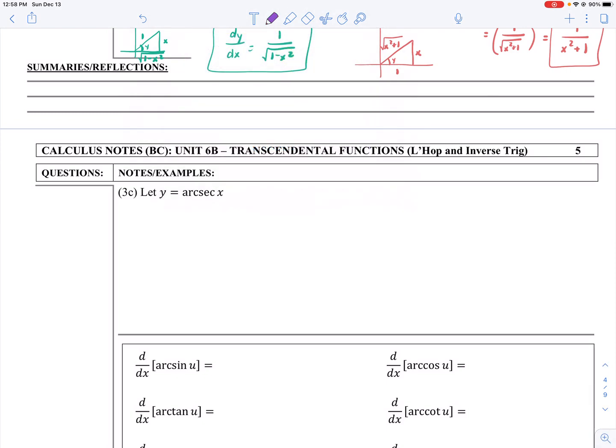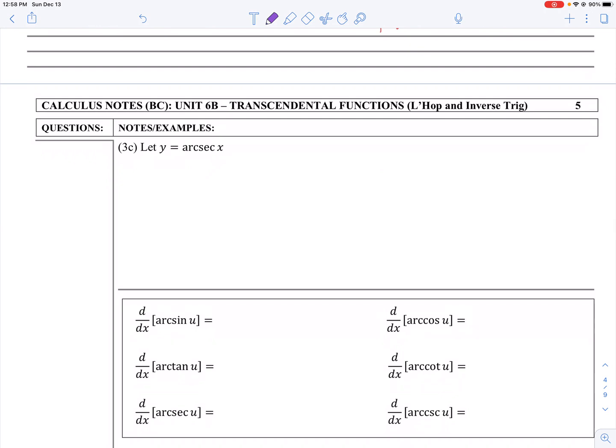There's going to be a relationship between the sine, tangent, and secant with cosine, cotangent, and cosecant, so I'm not going to have to build all 6 of these. Let's go ahead and do the same thing. We'll set it up as secant of y is going to be equal to x, and now I'm going to take my derivative. The derivative of secant is secant tangent, so we would do secant y tangent y.